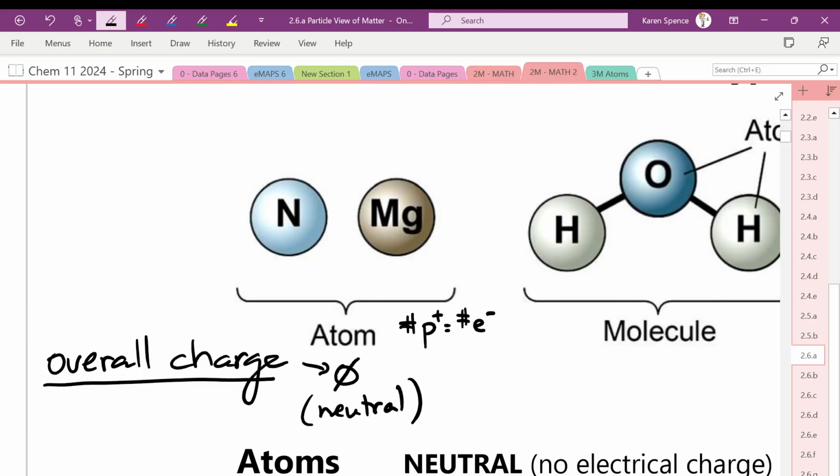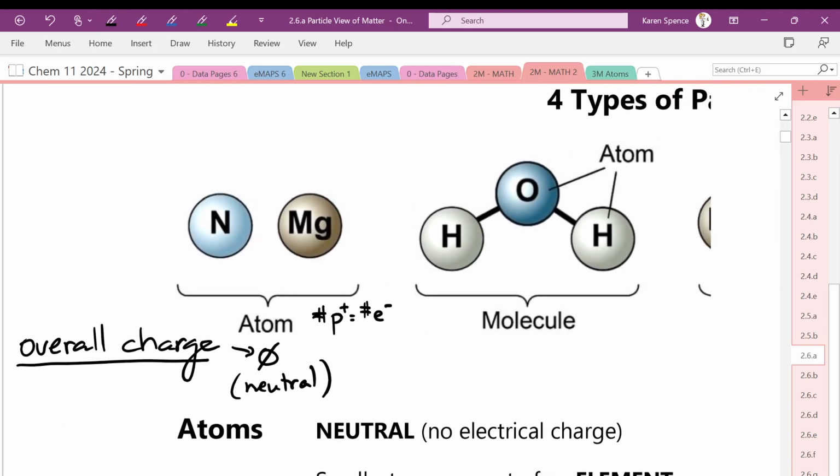What is the overall charge of a molecule? Here's our molecule. Neutral. If it was negative, you would see this. If you do not see a negative sign, that means that it is neutral, unless it has a positive sign. So if you don't see a positive sign, you don't see a negative sign, it is neutral.